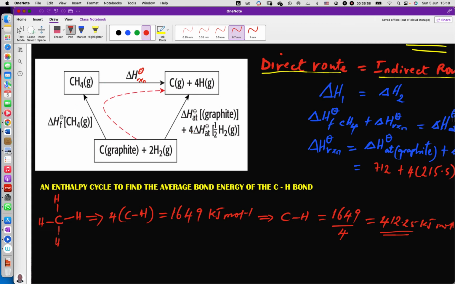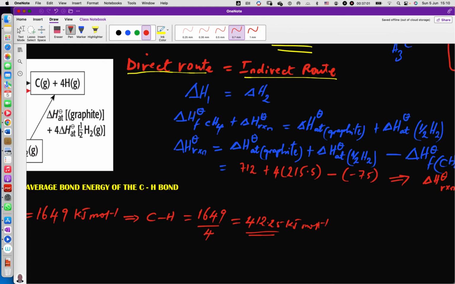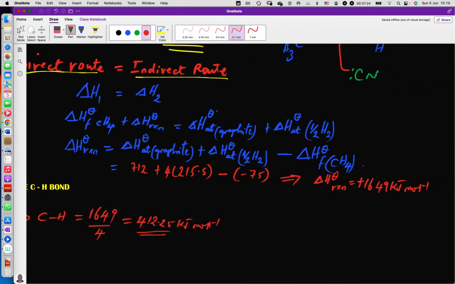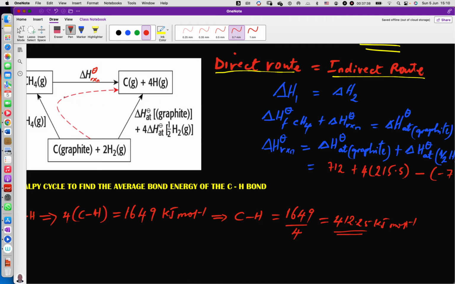Enthalpy 1 is the enthalpy of formation of methane and the enthalpy of reaction. Then enthalpy 2 is the enthalpy of atomization of graphite and the enthalpy of atomization of hydrogen. Remember, when we are doing the multiplication, we will have to multiply by 4 moles of hydrogen atoms. Now we put everything together. What we are looking for is the enthalpy of reaction, because all the other values have been given.